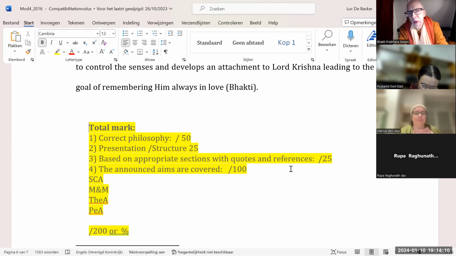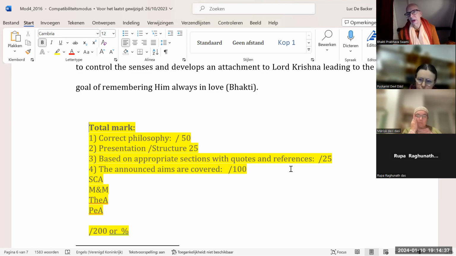50 marks for correct philosophy. Correct philosophy means the philosophy presented in agreement with Siddhanta. And then 25 marks for presentation and structure.